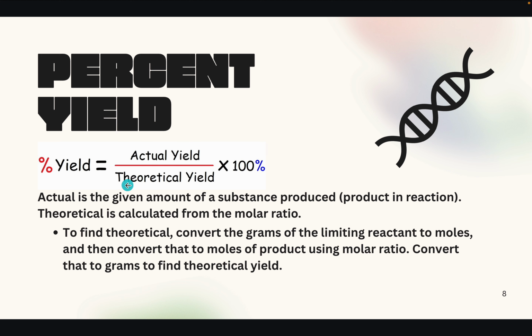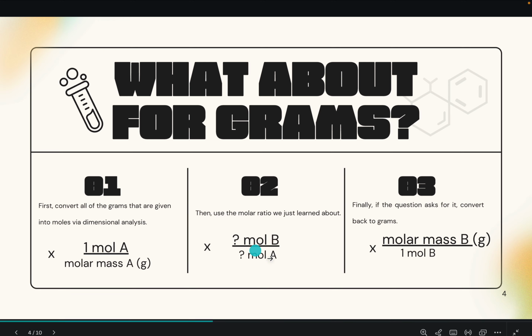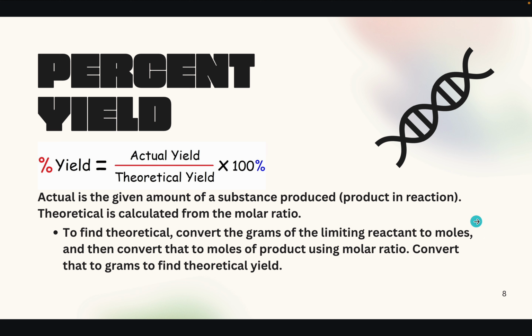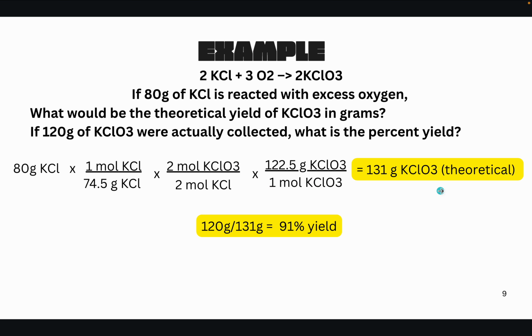But to find theoretical, well, how do we do that? We have to calculate. So we convert the grams of the limiting reactant to moles and convert that to moles of product using a molar ratio. Convert that to the grams to find theoretical yield. This we have already done. That's basically saying the same thing. We convert grams to moles, find the molar ratio by converting the limiting reactant to the moles of product. Let me show you what I mean.